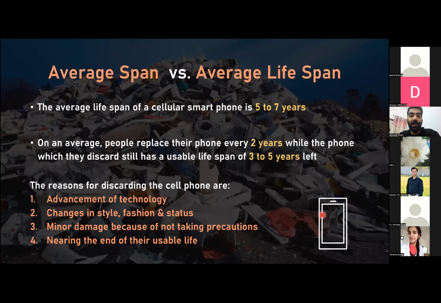So, average span versus average lifespan. This is a very important slide, especially if youngsters and students are watching, who actually think in this way. The average lifespan of a cellular smartphone is 5 to 7 years. That means if you buy a new cell phone, it can easily work properly for 5 to 7 years. But according to a recent survey, people replace their phone every 2 years, while the phone which they discard still has a usable lifespan of 3 to 5 years left.